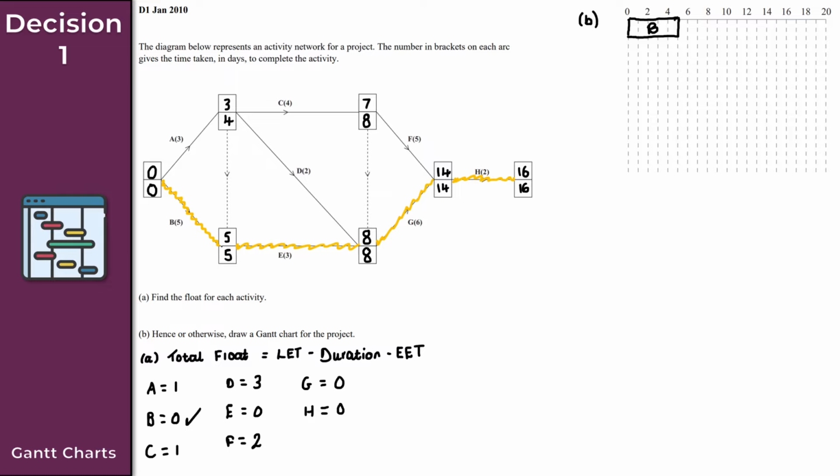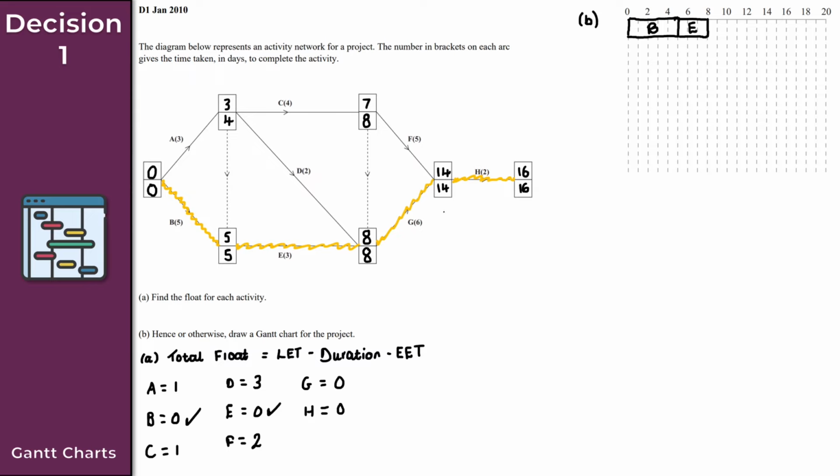Activity E then, so it starts from 5 here, and it has a duration of 3. So it's going to go from 5 to 8 here. Like so. As you can see, it's pretty straightforward. So this here then is for activity E. And again, we'll take this off as we go.